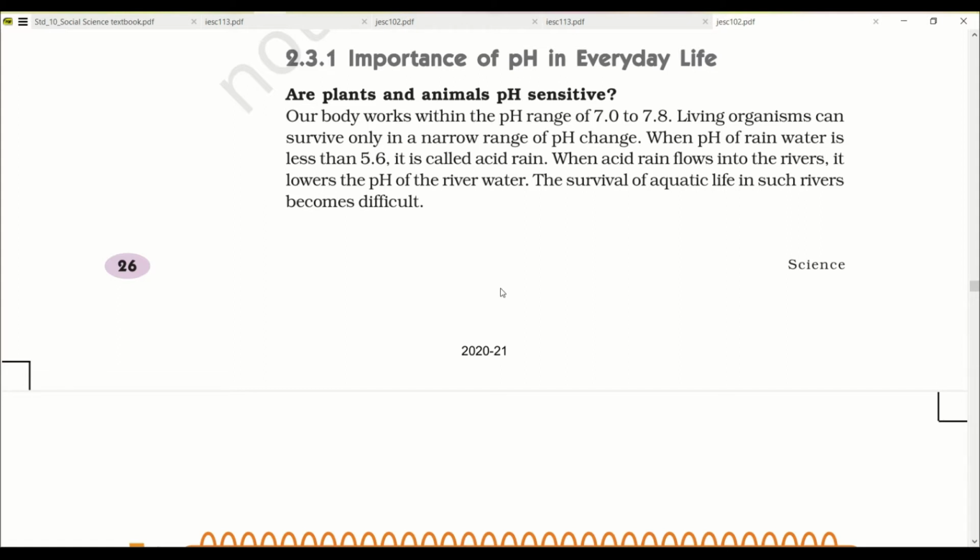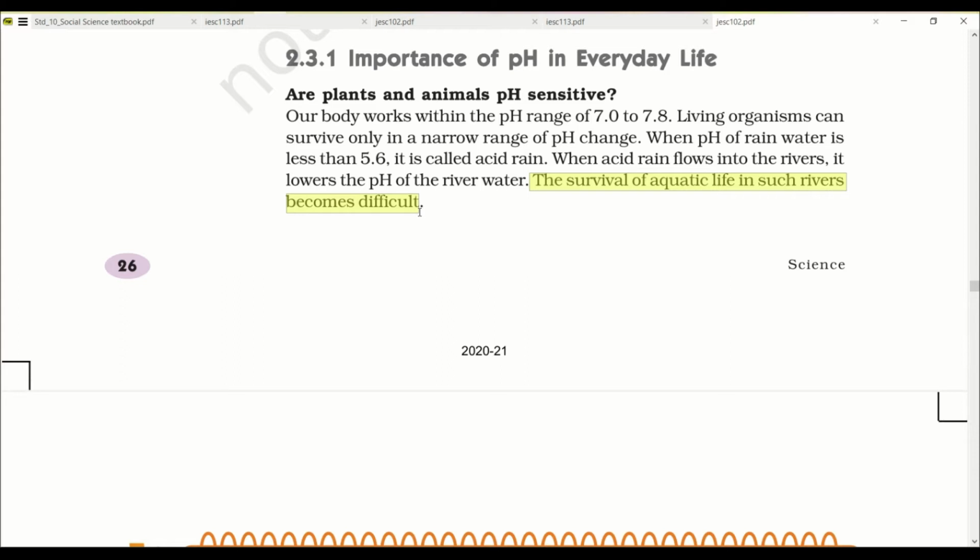Now let's study another topic, importance of pH in everyday life. Are plants and animals pH sensitive? Our body works within the pH range of 7 to 7.8. Living organisms can survive only in a narrow range of pH. When the pH of rainwater is less than 5.6, it is called acid rain. When acid rain flows into the river, it lowers the pH of the river water. The survival of aquatic life in such rivers becomes difficult.